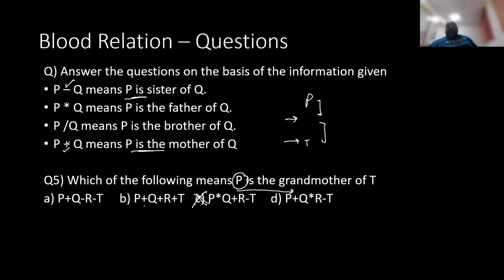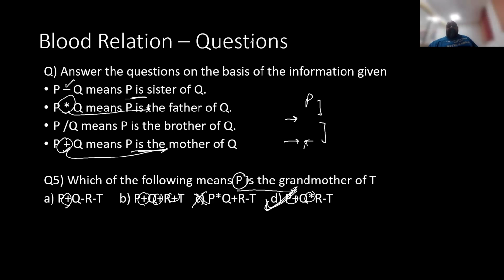When does a generation gap happen? Whenever there is a multiply sign, whenever there is a plus sign. So between P and T, there have to be exactly 2 plus or multiply signs. Here there is only 1. Here there are 3. Here there are 2. And therefore this has to be the answer, just looking at the generation and the gender.